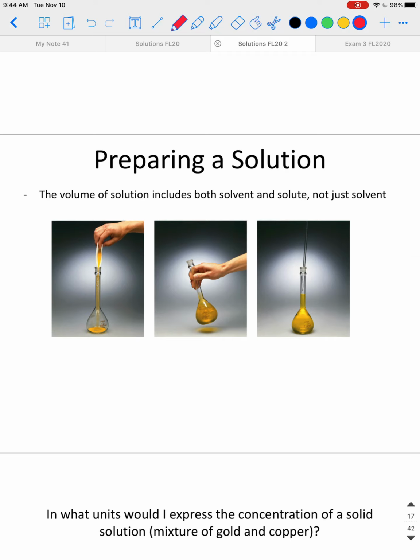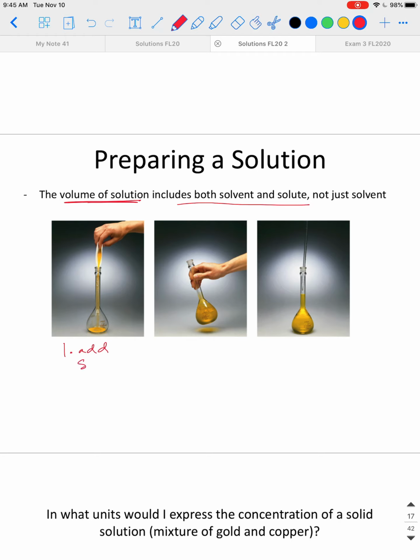Okay, how do you prepare a solution? There's actually a particular way. You have to remember that the volume of a solution, which contains your solvent and solute, includes both solvent and solute, not just solvent. So when you mix this, you have to remember that the solute has a volume too.